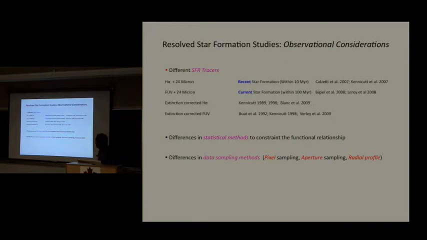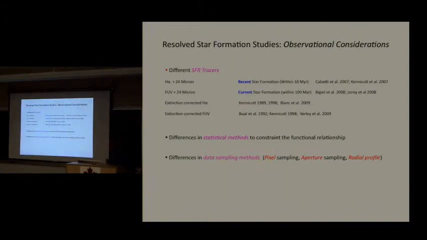There are three different ways that you can sample the data: by pixel sampling, which gives the finest resolution, a few tens of parsecs to probably a couple of hundreds of parsecs. Then you can go to a bigger sampling method by putting an aperture on a star forming region, which could sample a few hundred parsecs, or you go to a much bigger sampling zone by using an azimuthally averaged radial profile, which can sample a few hundred parsecs to the kiloparsec range.